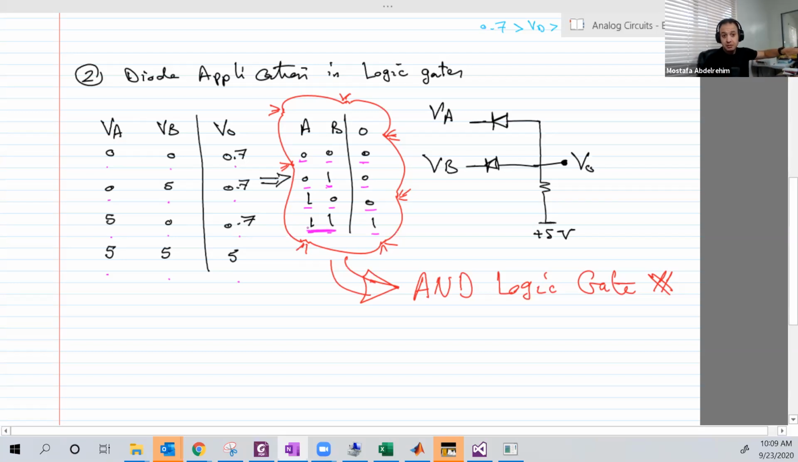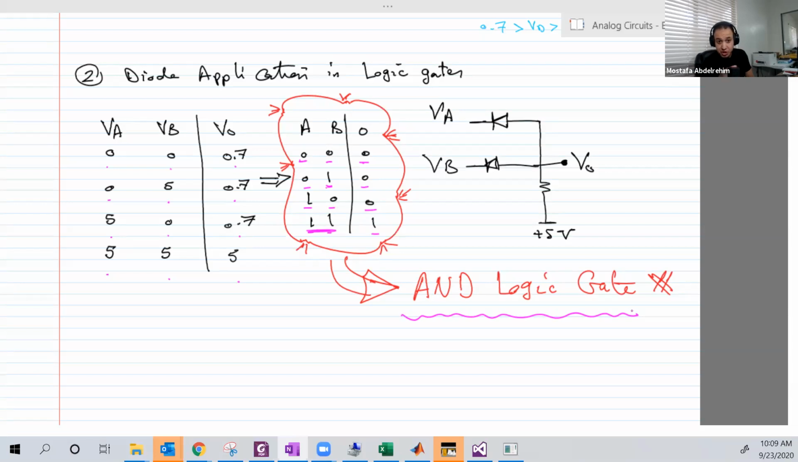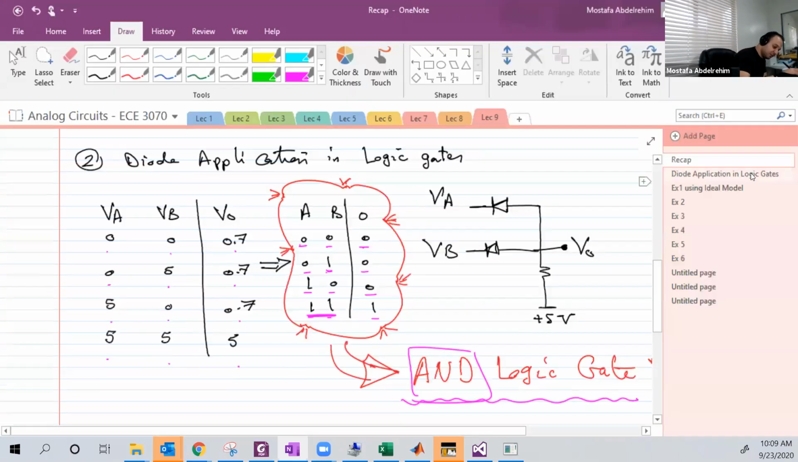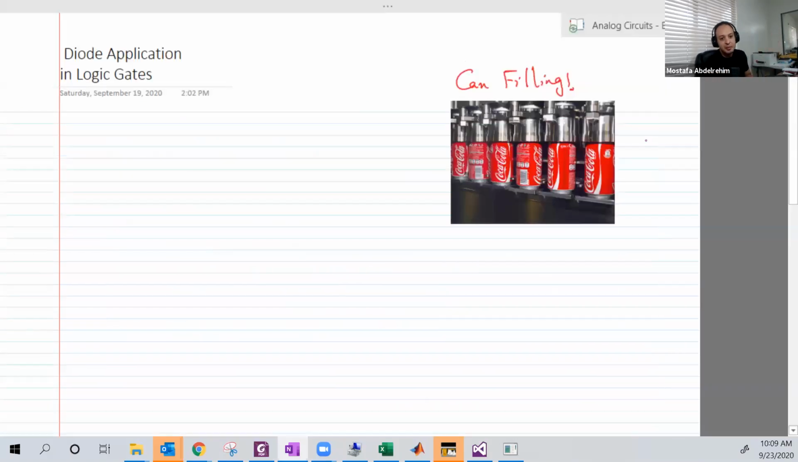Other than that, the output is low. Okay? And this is actually something called an AND logic gate, or AND logic gate circuit, or logic circuit. Okay? So what is this AND? I write it in capital letters, because it's not the AND that we use in text. Okay? So let's now go to our lecture again and see what this application is.